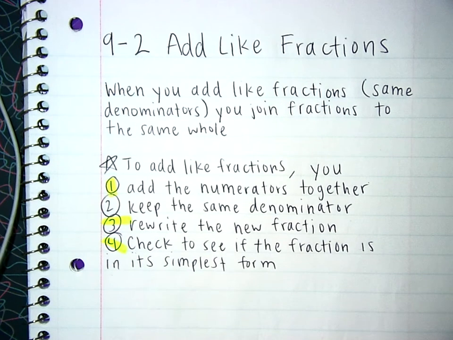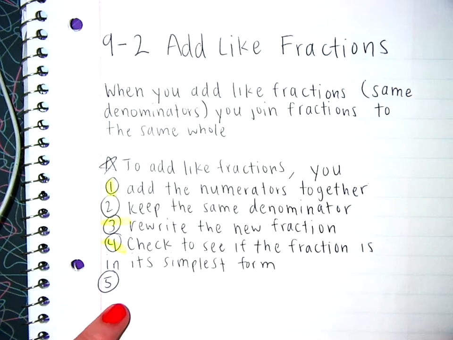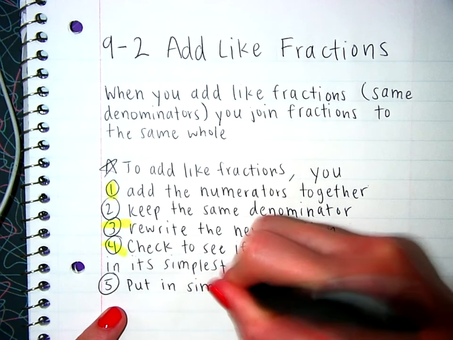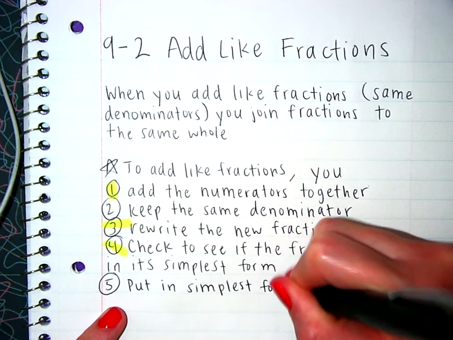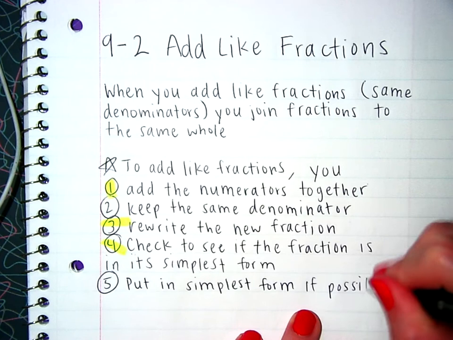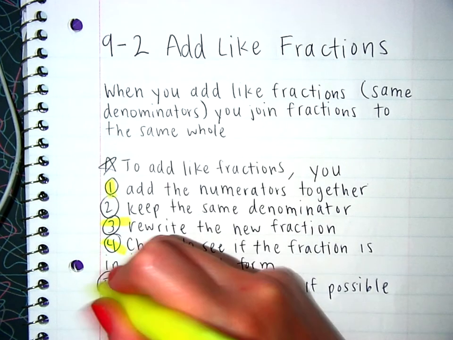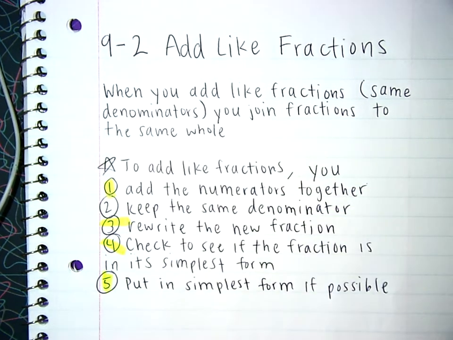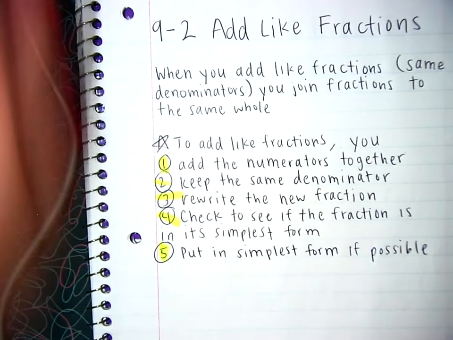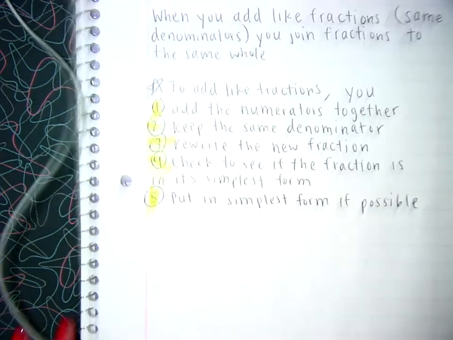If it's not in simplest form, then you do the 5th step, which is put in simplest form, if possible. So 5 steps to adding like fractions. The adding is the easiest part, but then remembering if it is in its simplest form. If you do not put the fraction in its simplest form, you will not get full credit for it because you did not follow all steps of the instructions.